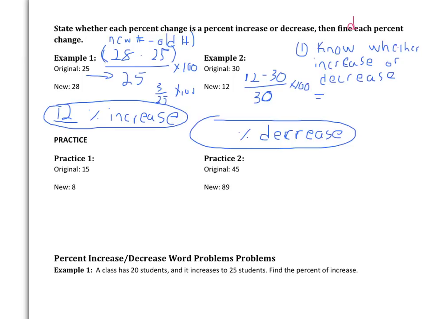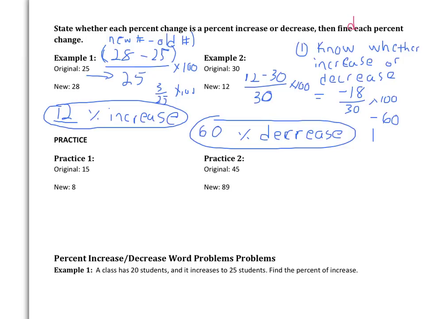Okay. 12 minus 30 gives us, what would that be? Negative 18 over 30 times 100. Okay, do that on your calculator. And we should have gotten a 60% decrease. Okay. Now, when you got that, you got negative 60, right?